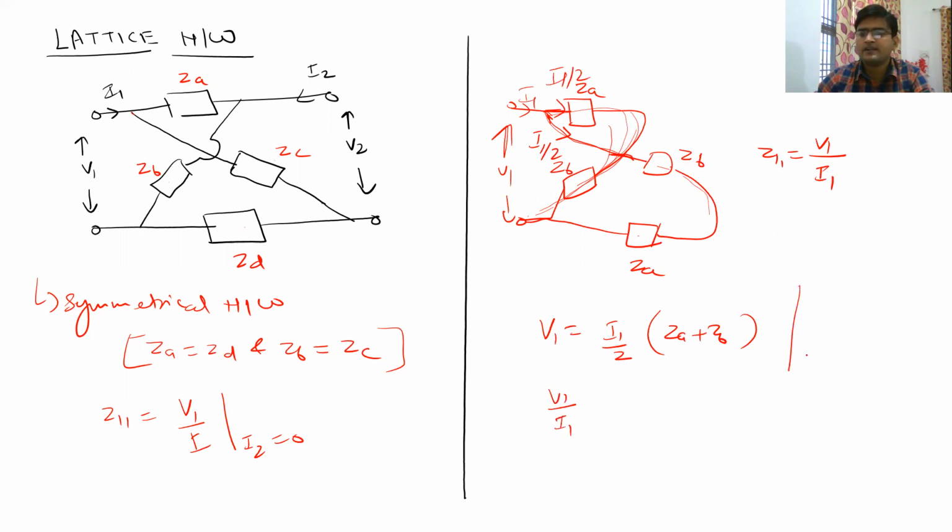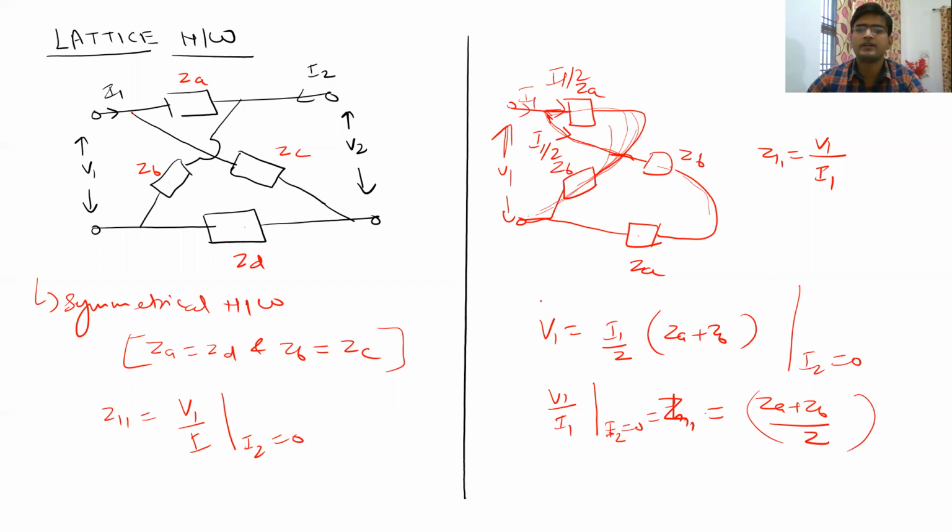And remember, this condition is I2 equal to 0, because I have taken the output as open circuit. So V1 upon I1 at I2 equal to 0, which is nothing but Z11, will be equal to ZA plus ZB divided by 2. So you got the idea. This is how we will calculate these Z parameters for this circuit.